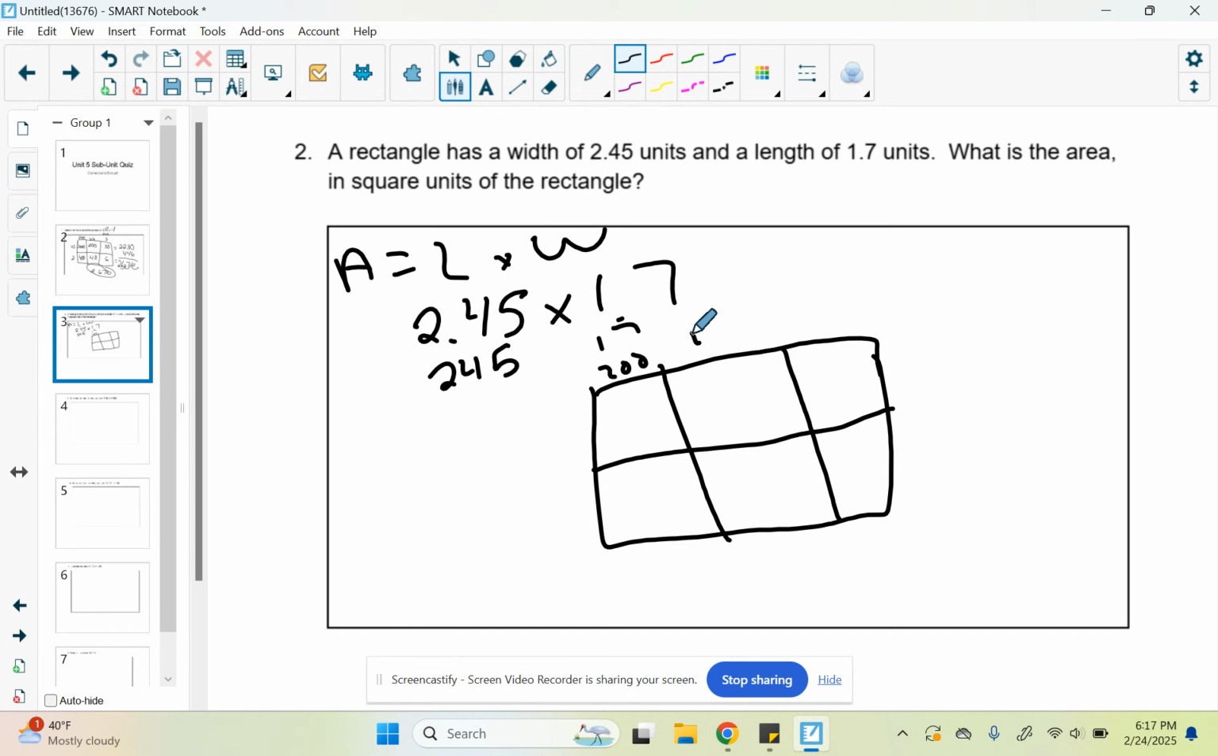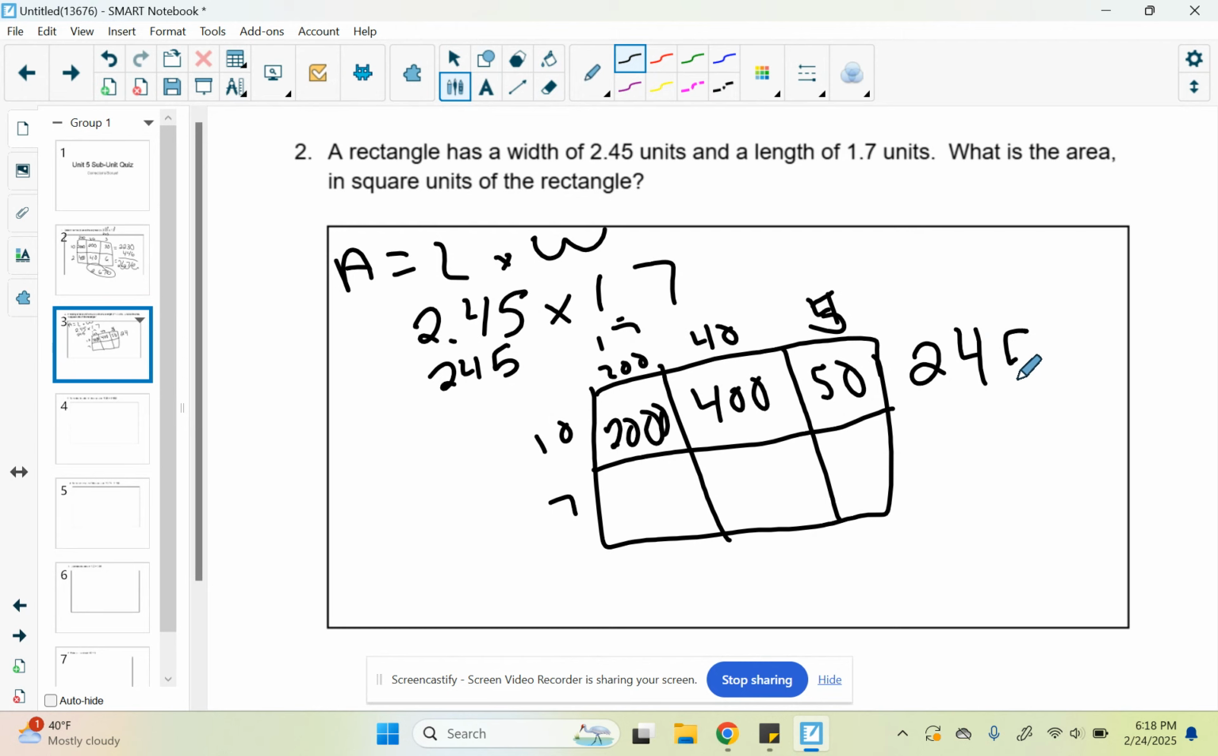So let's split up our numbers now. 245 becomes 200 plus 40 plus 5. 17 becomes 10 plus 7. All right, 10 times 200 is 2,000, because 1 times 2 is 2, add the 3 zeros. 10 times 40 is 400. And then 10 times 5 is 50. So we have 2,450 for our first row.